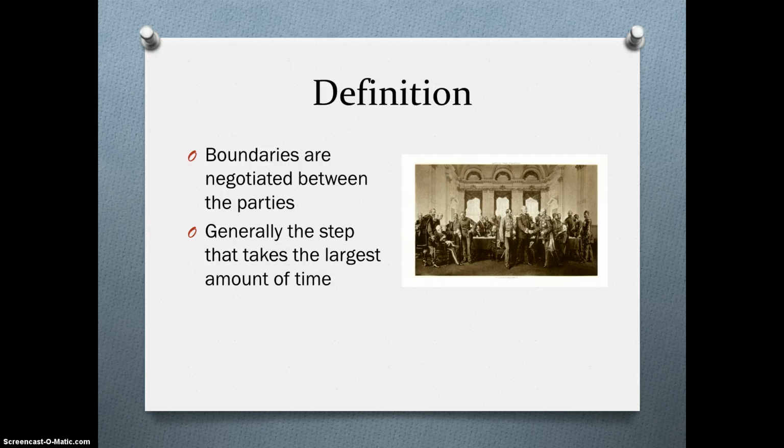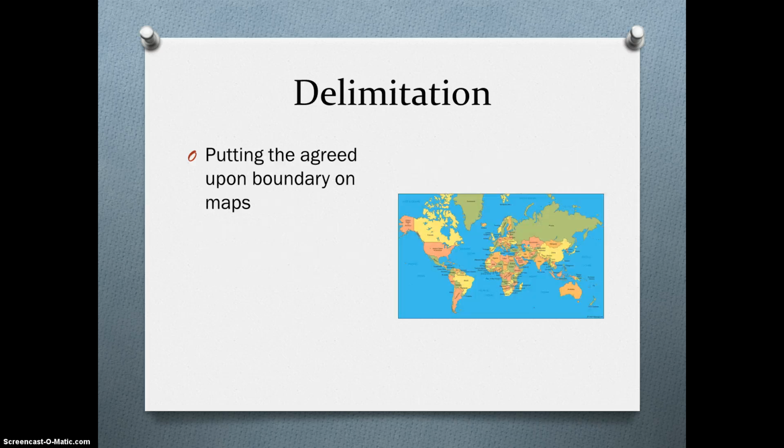Generally, this is the step that takes the largest amount of time, because this is when two or more countries are deciding what goes where. They're deciding that, okay, you can have this, I'll have this, and this is the negotiation stage. And as we all know, the negotiation stage is when it's going to take the longest. Next, we have delimitation, which is putting the agreed boundary upon the maps.